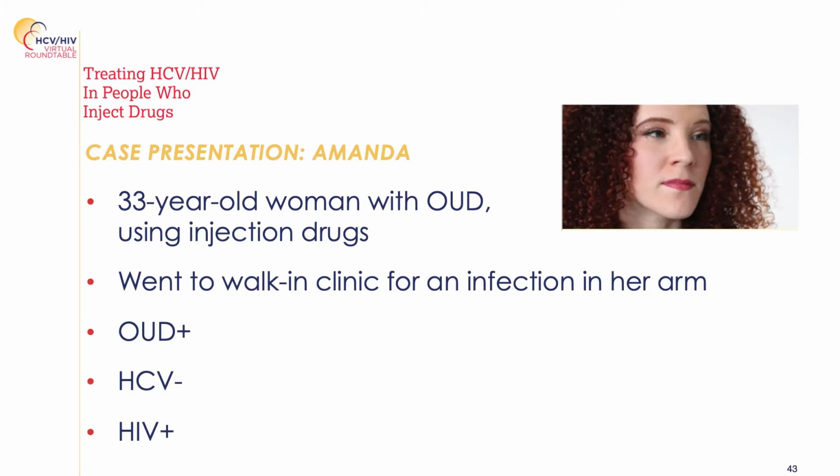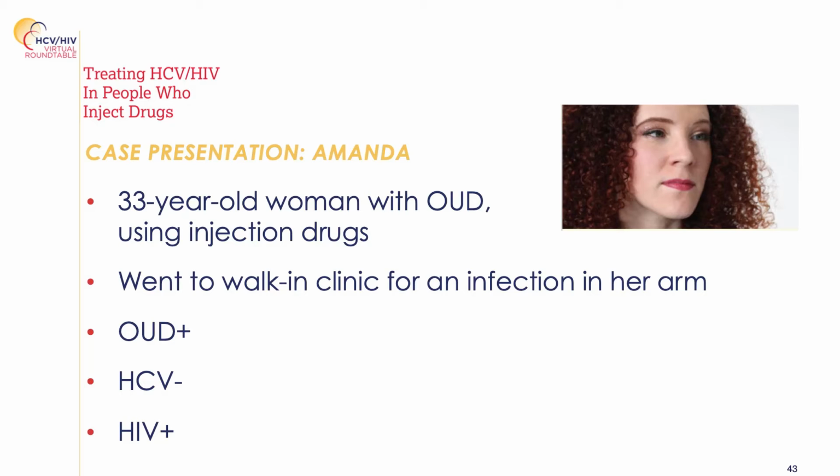Amanda is a 33-year-old woman with opioid use disorder, and she's been in several treatment facilities over the past 5 years. Currently, she's using injection drugs. After she visited a walk-in clinic for an infection in her arm, she was screened for both HIV and HCV. At this point, we know that Amanda is positive for opioid use disorder and HIV, but she is HCV negative.